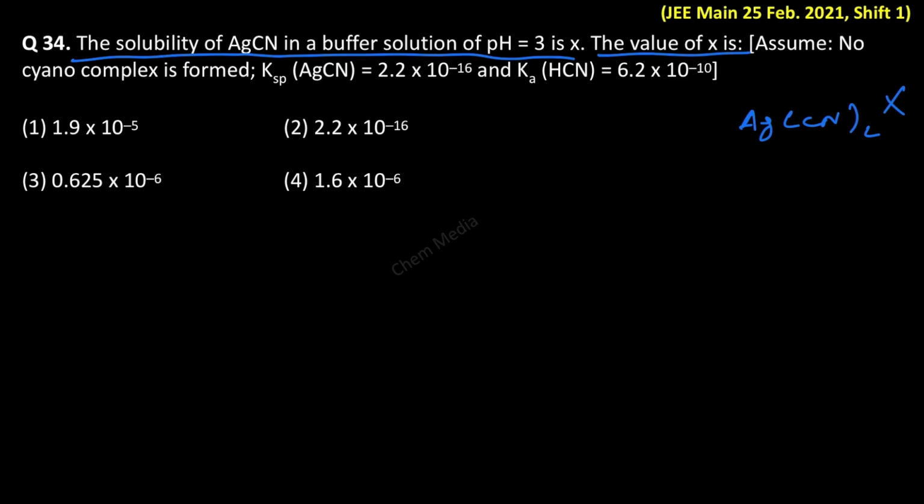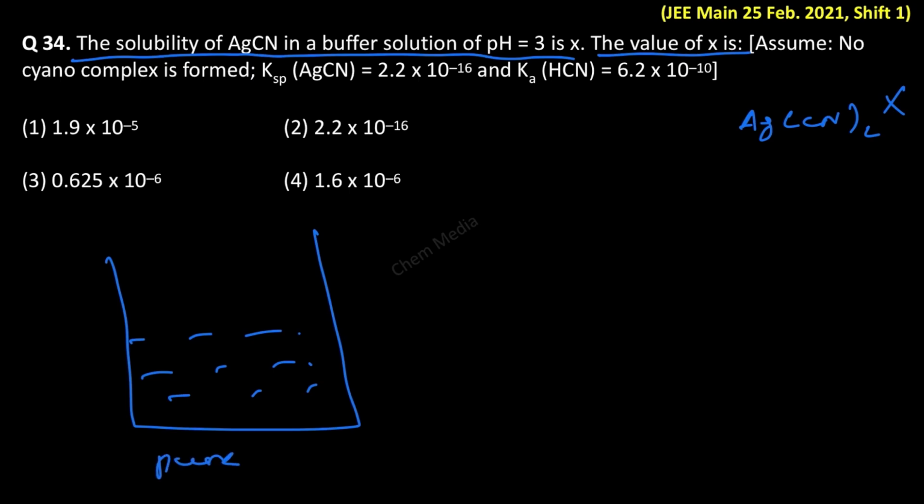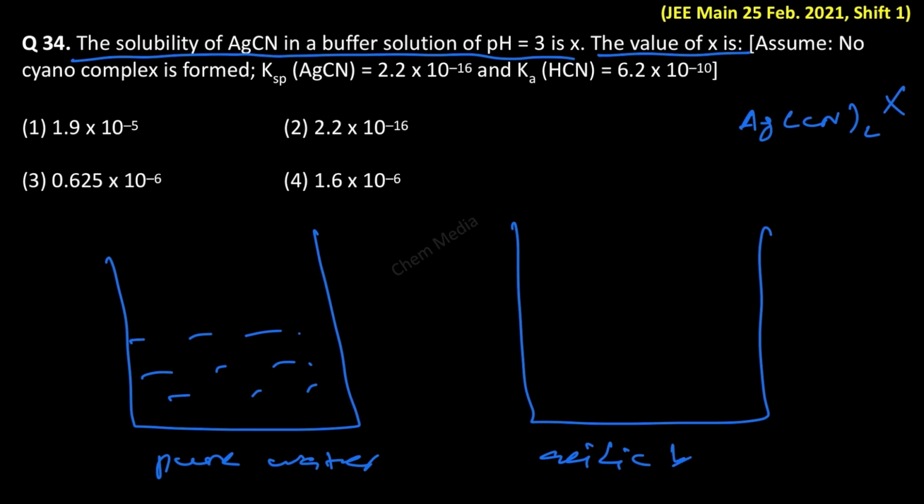Many students think that this question is related to common ion effect, but it is not. There is no common ion effect here. This question is related to simultaneous equilibrium. You see, we are in the acidic buffer here. Imagine two scenarios. Let us say pure water is one scenario, and then the acidic buffer is the other scenario.